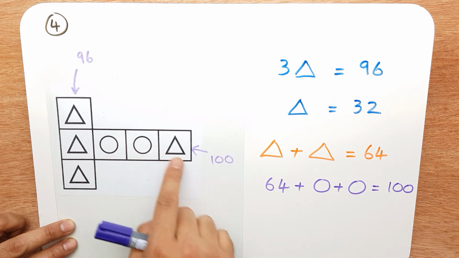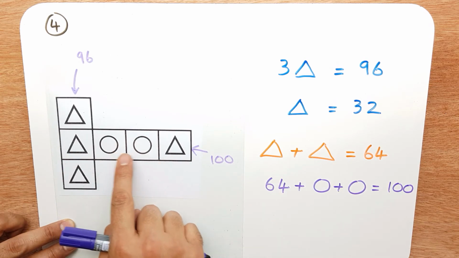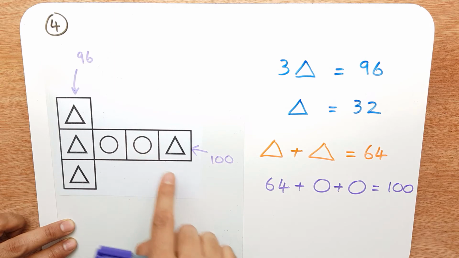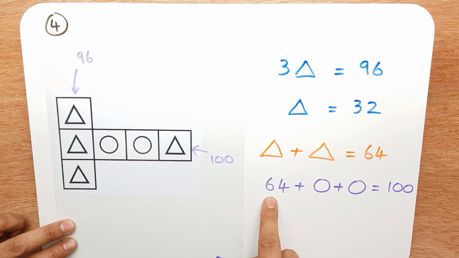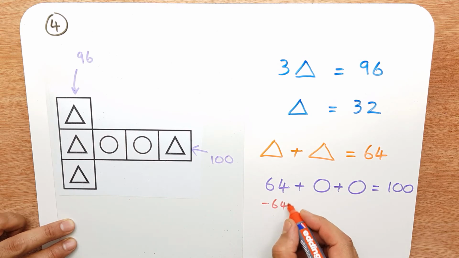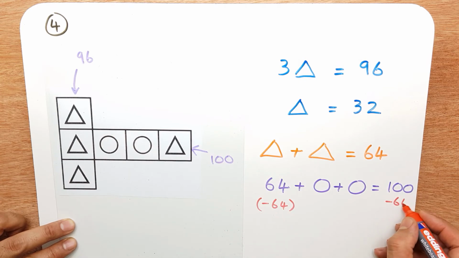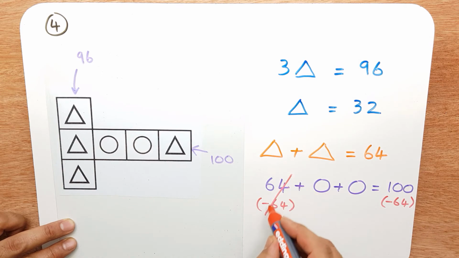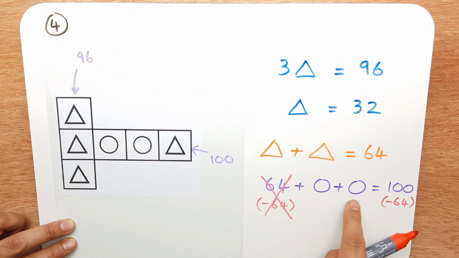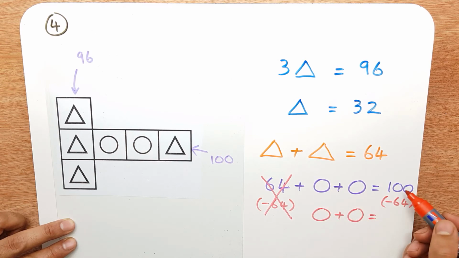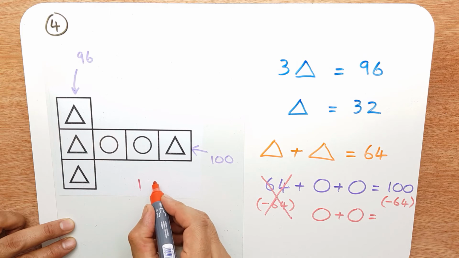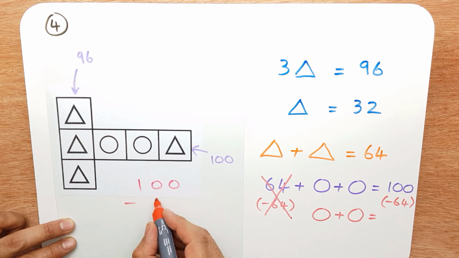So I've added these two, I've got 64, and now I've got 2 circles. So if I take away 64 from both sides, take away 64 from this side, and take away 64 from that side, 64 take away 64 cancels. I'm left with 2 circles, 1 add 1, equals 100 take away 64. So let's go over here and try it. 100 take away 64.